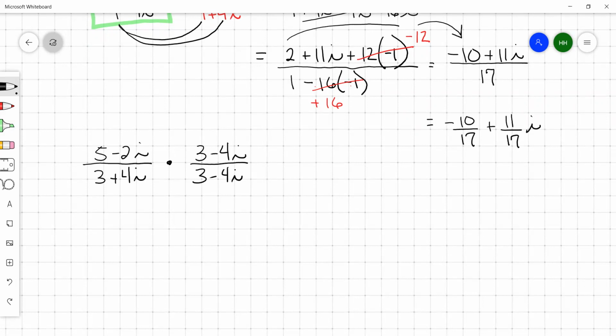Okay? If you have 8 minus 7i divided by 8 plus 7i, you're going to multiply by 8 minus 7i over 8 minus 7i. Y'all good with that? I don't think it's difficult. I think it can be confusing, exactly.